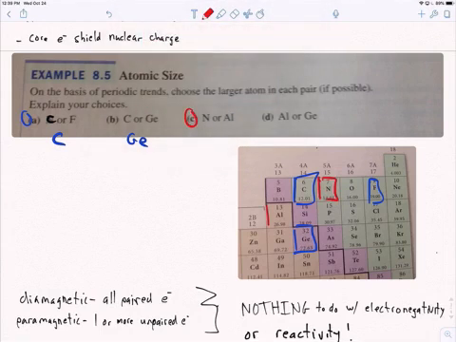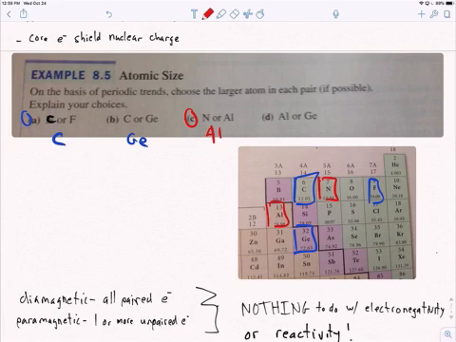Nitrogen or aluminum. Nitrogen is further up and it's further to the right, so it's smaller. Aluminum is further left, it's further down, therefore it's bigger. So aluminum is definitely bigger. So, questions with this one?